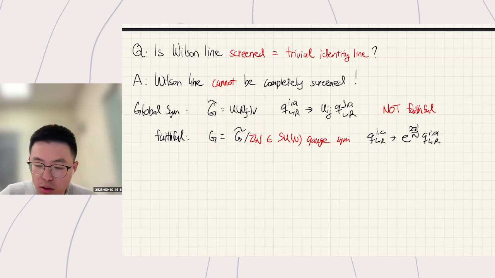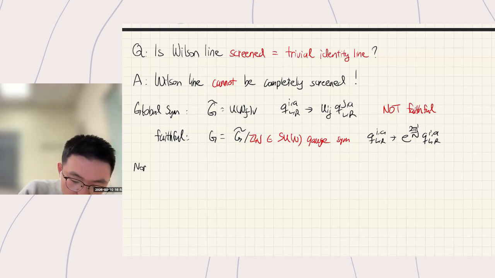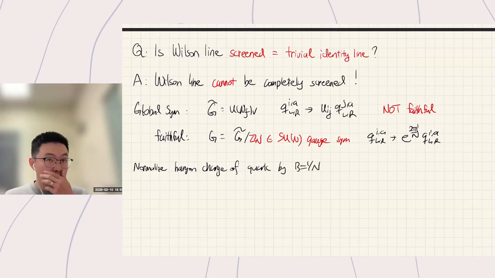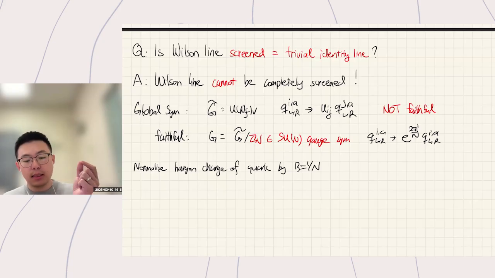In fact, there is a more lowbrow way to understand that. The lowbrow way to think about it is to normalize the baryon charge of a quark by 1 over n, that is, B equals 1 over n. One thing to notice is that a single quark is actually not a local operator. When I say a quark, I mean the Fermi operators associated with the quarks. It's not a gauge-invariant local operator.